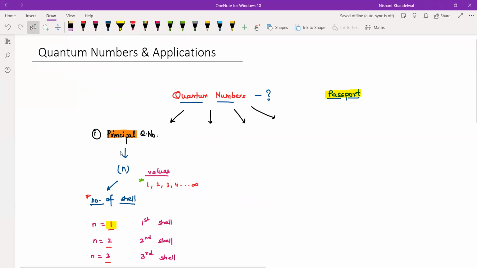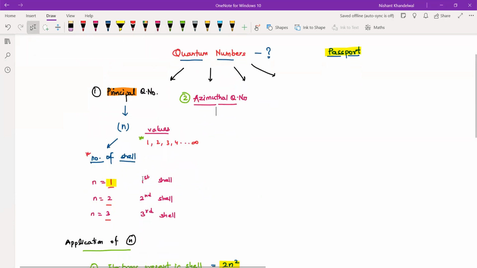The second quantum number is called the azimuthal quantum number. It is denoted by small l, and it tells the shape of the orbital. Now another question in your mind is, what is this orbital? You know orbit, but orbital is a new thing for you.